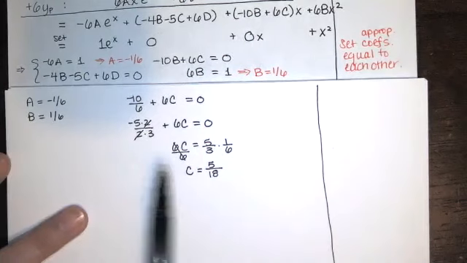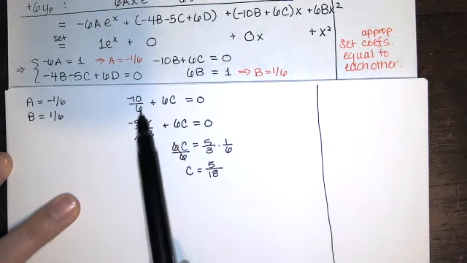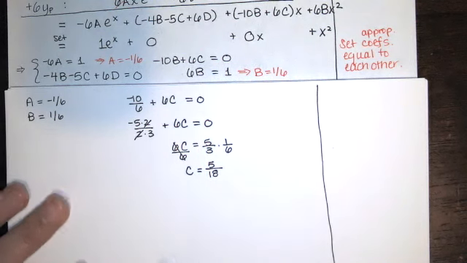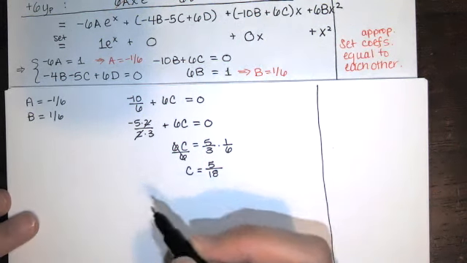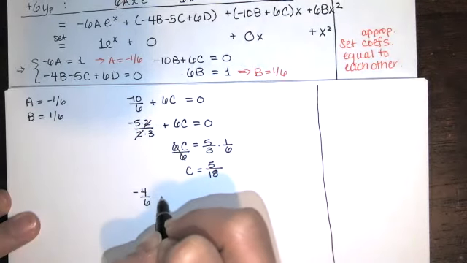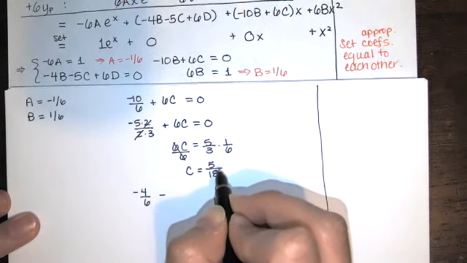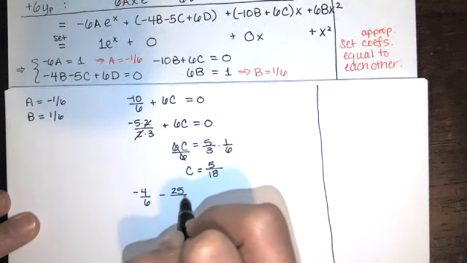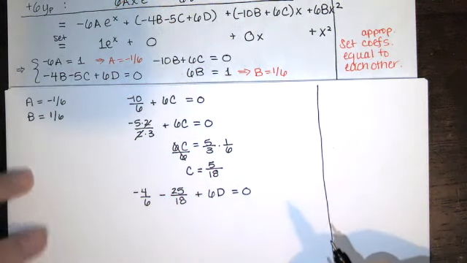That's okay. So we've got A, we've got B, we use this equation, we use the value of B to find C, which ended up being 5 over 18. And then next thing we want to do is use B and C here to find D. So we know that B is 1/6, so this is going to be negative 4 times 1/6, or negative 4/6, minus 5 times C. So minus 5 times C is going to be 25 over 18 plus 6D, and that equals 0.